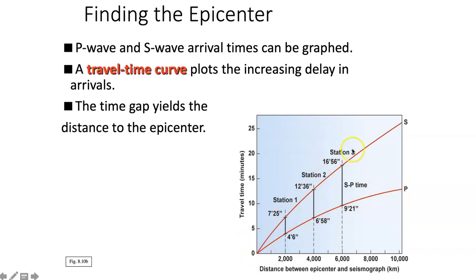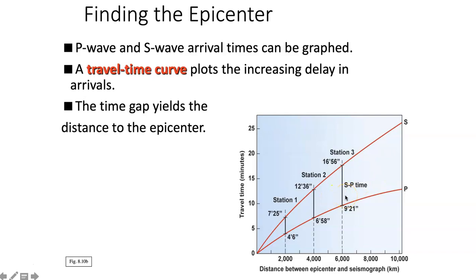And the same is true of the S wave. Now the S wave's curve is above the P wave because it's slower. But what I really want you to notice is the gap between them. So here we have a gap of, I don't know, about 3 minutes between the arrival of the two waves. As we go farther, the gap here is about 6 minutes, and the gap here is about 8 minutes. That's the S minus P time, the time between the arrival of the two waves.